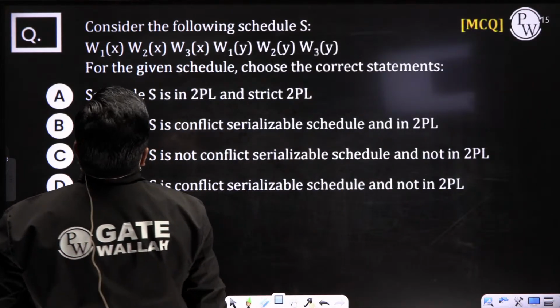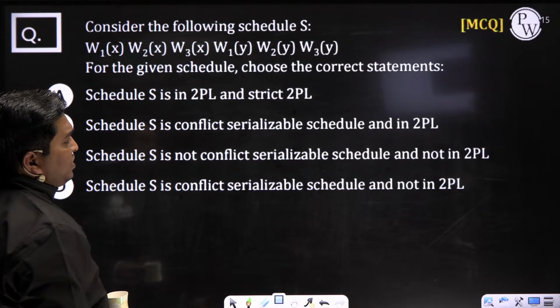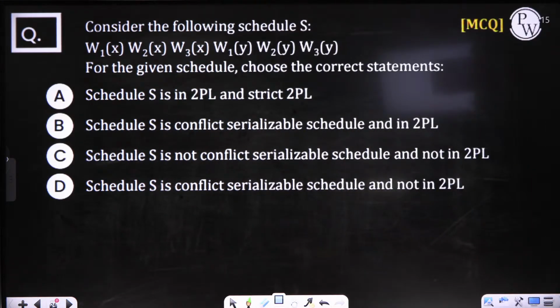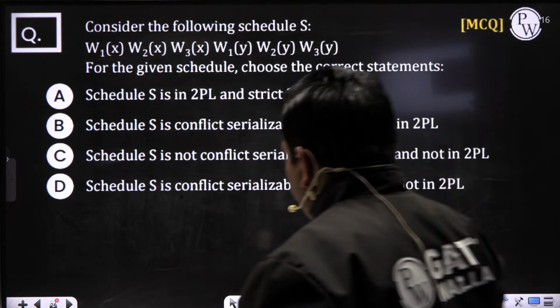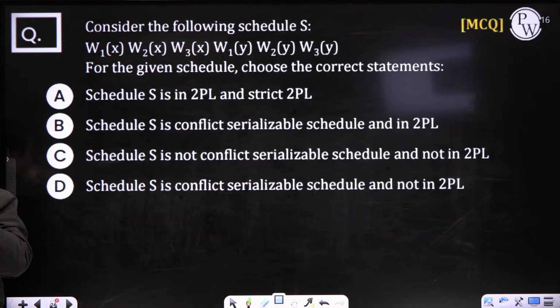Everyone, tell me, what is the correct statement? This schedule is strict 2PL, conflict serializable in 2PL. Tell me fast. It's a very good question, believe me. It's a little bit time consuming, but don't worry. You have time. I'm giving the time. Please solve this one.